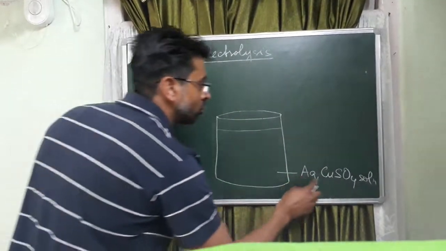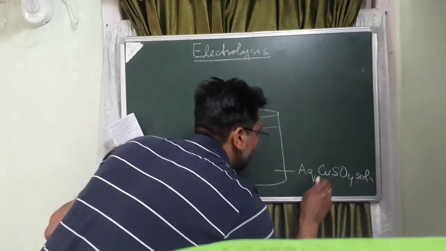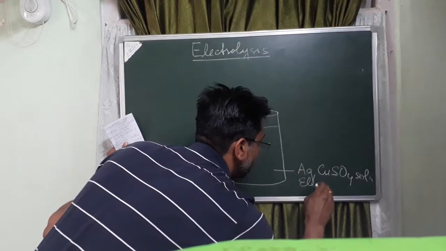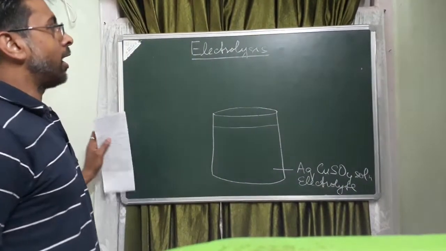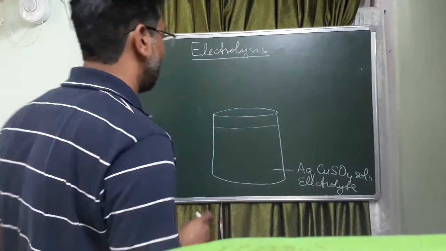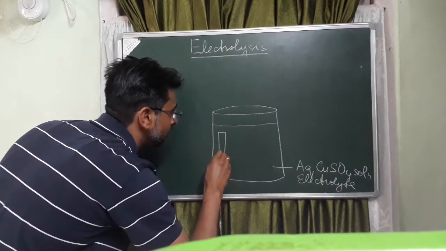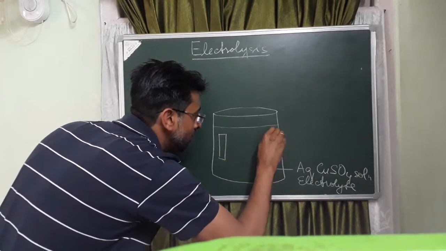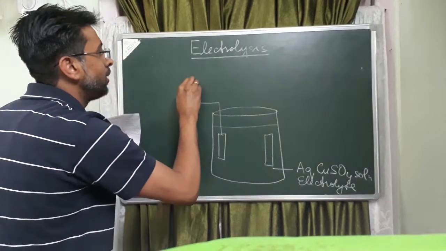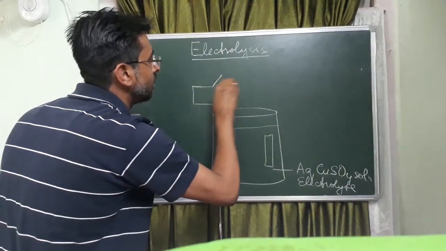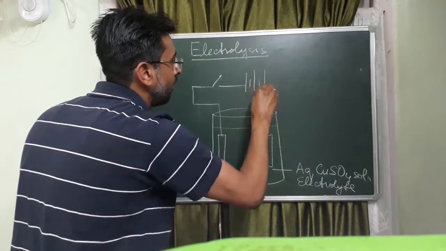Now this aqueous copper sulfate solution which is taken in this container is called the electrolyte. For electrolysis to happen, we need 2 metal plates to be immersed in this electrolyte, and these metal plates are connected by means of wires. There is a switch, this is a key over here, and there is a battery like this.